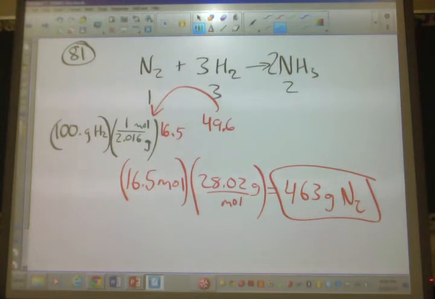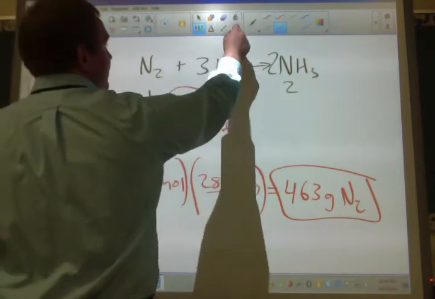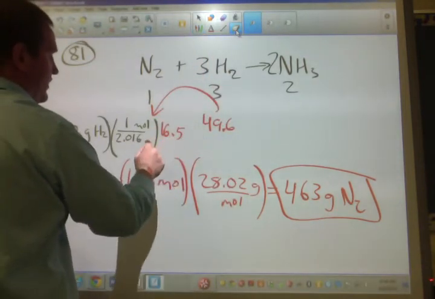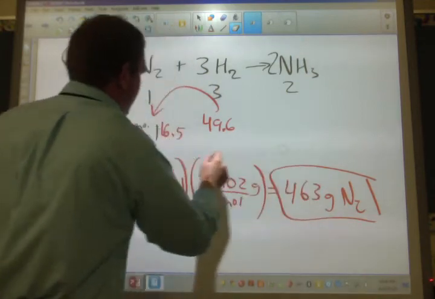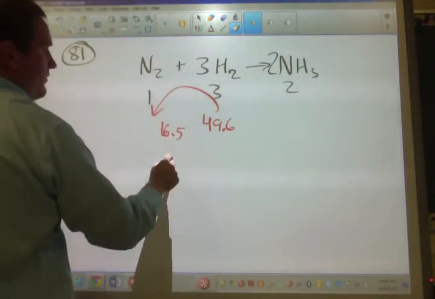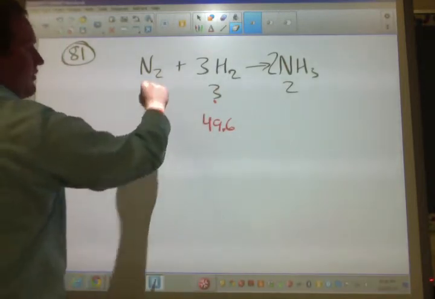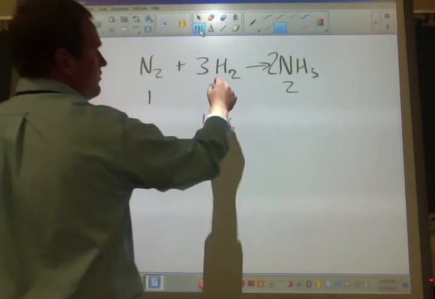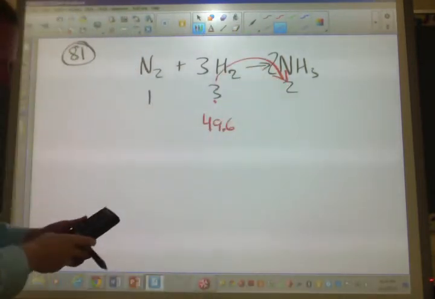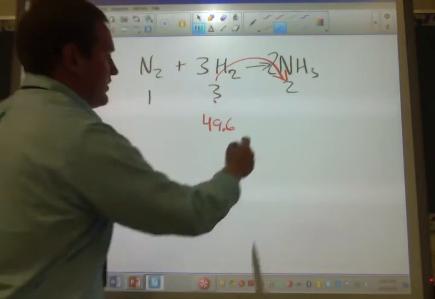Number 82. What volume of NH3 gas at STP could be produced from 100 grams of hydrogen gas in the above example? Assume excess nitrogen gas is present. Alright, well, we can save most of this. So let's see. Get rid of that just for the sake of space. Okay. And this we don't really need for this problem. But anyway, we already calculated that this is how many moles of H2 I have. So we're going the other way now. It's 3 to 2.